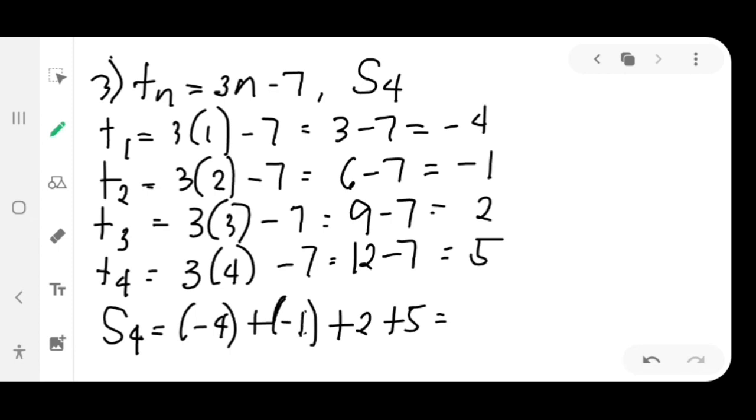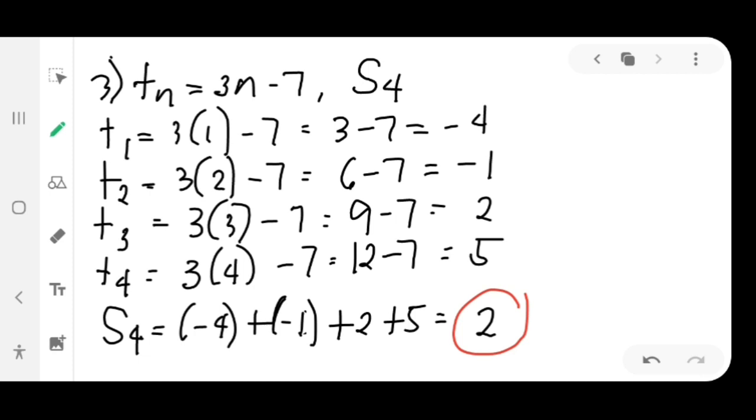So we have negative 4 plus negative 1 is equal to negative 5 plus 2, negative 3 plus 5 is equal to positive 2. So again, if you are having a hard time performing operations, use your scientific calculator.